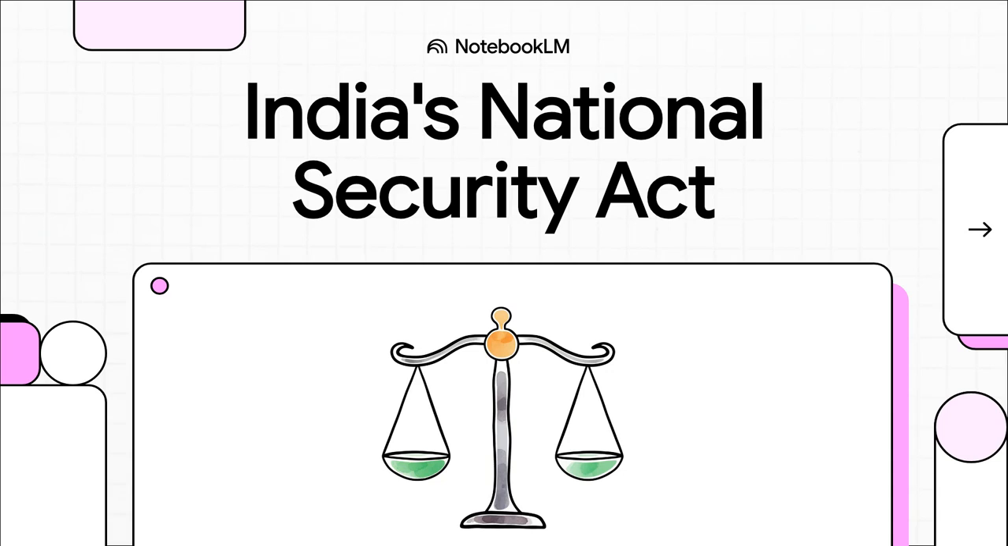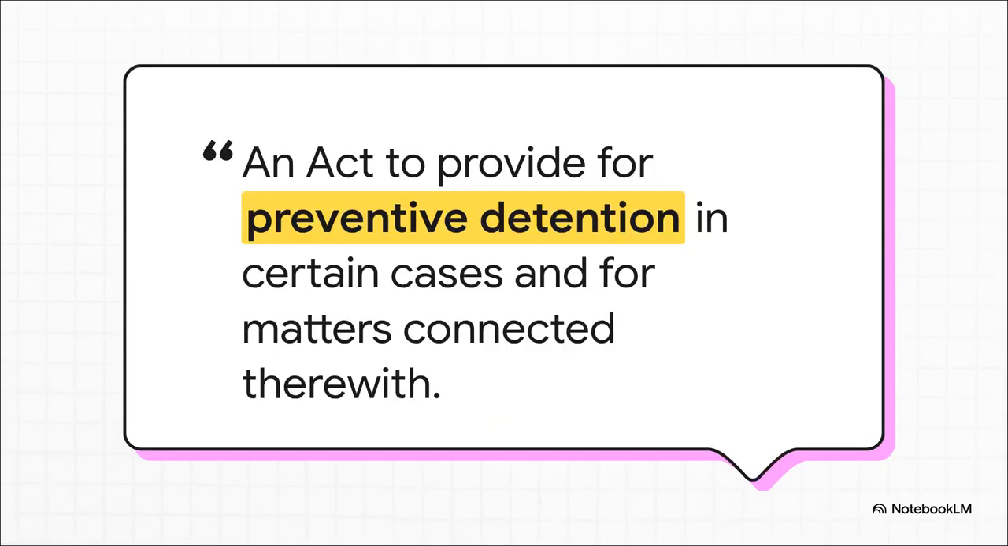Have you ever thought about this? What if a government could detain someone not for a crime they've already committed, but for one they might commit in the future? Well, that is the central idea behind India's National Security Act of 1980. So today, we're going to break down exactly how this powerful law is built, piece by piece, and how it actually works. Right. And here's the official purpose of the law, stated in one single powerful sentence.